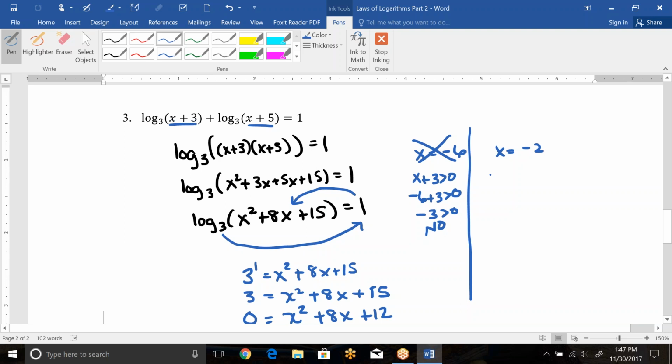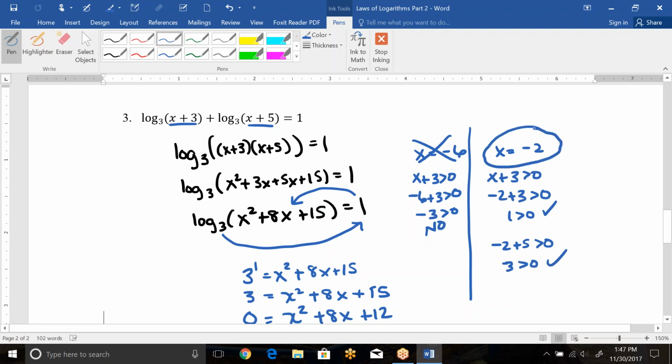And then for negative 2, we'll start again. So x plus 3 is greater than 0. Negative 2 plus 3 is 1, which is greater than 0. So that one's good. And then we do negative 2 plus 5 greater than 0, and that is positive 3, which is also good. So the only solution is negative 2.